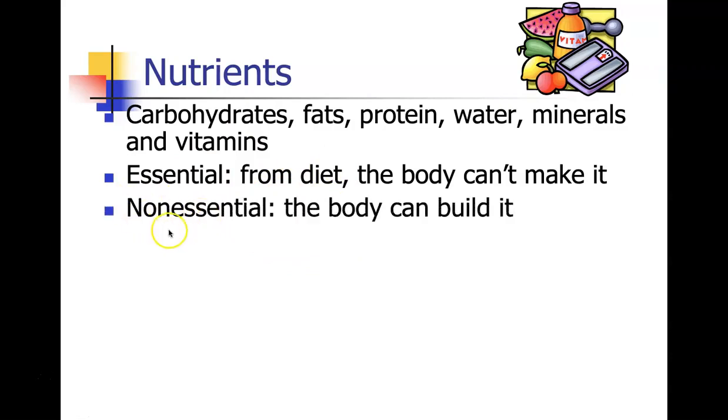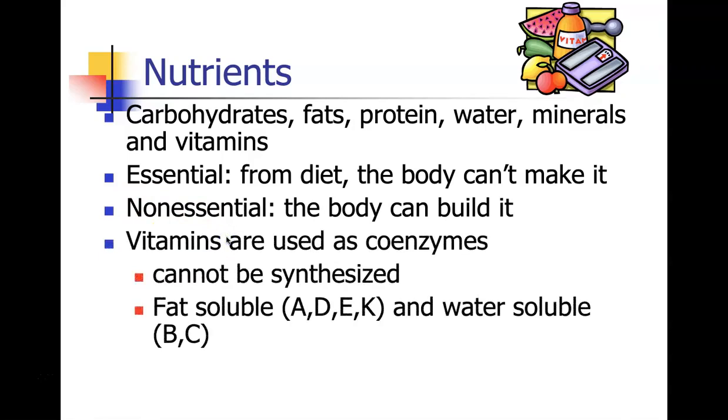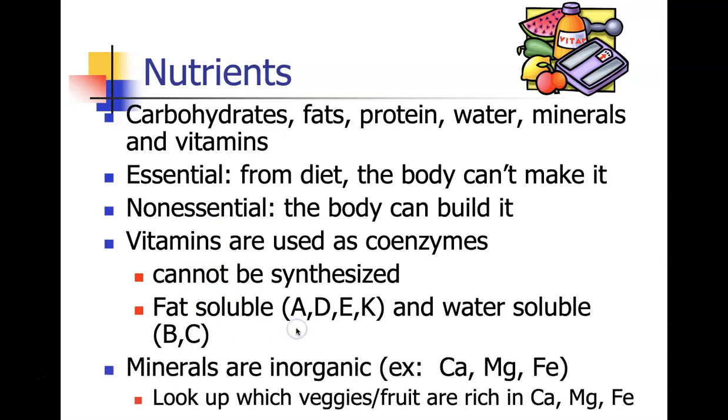If it's something non-essential, it means the body can make it. And when you think of vitamins in our diet, vitamins are used as coenzymes and they cannot be synthesized. So we can't make them, but they are required. We need them, including fat-soluble ones like A, D, E, and K, and water-soluble ones like B and C. Comparing this to minerals, minerals are inorganic. This is going to be things like calcium, magnesium, and iron. And so I want you to look up which veggies and fruits are rich in these compounds because we need these minerals for certain purposes.